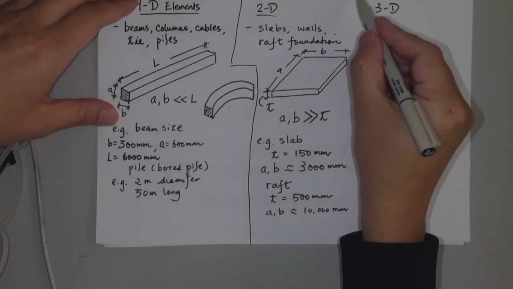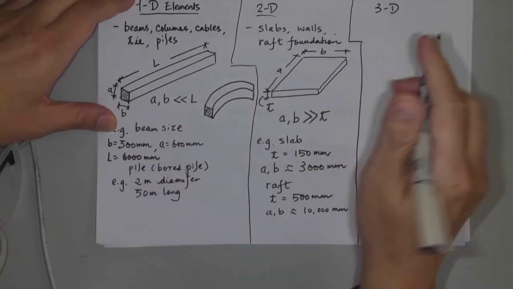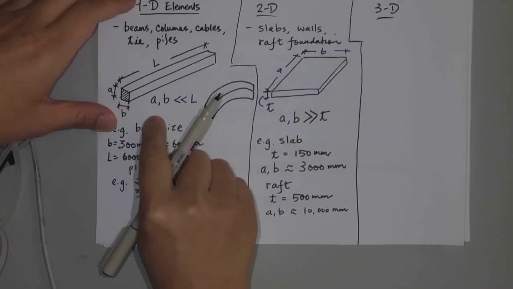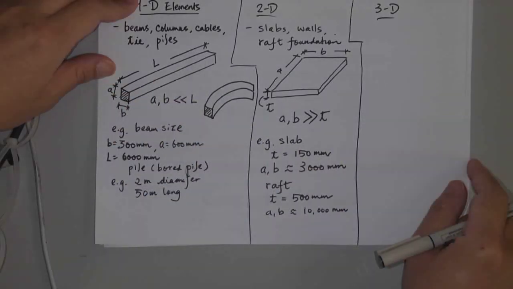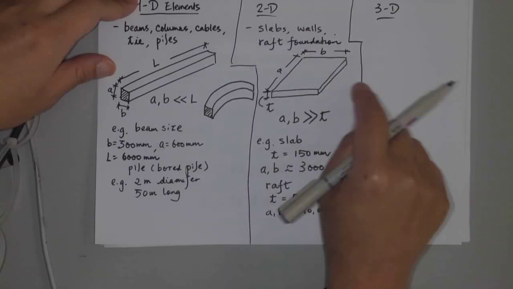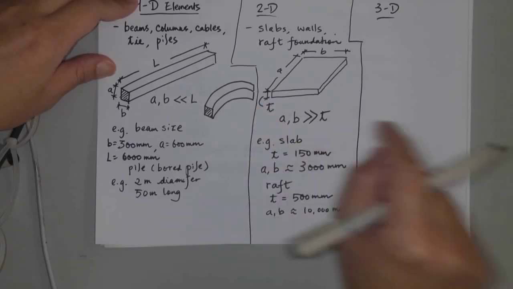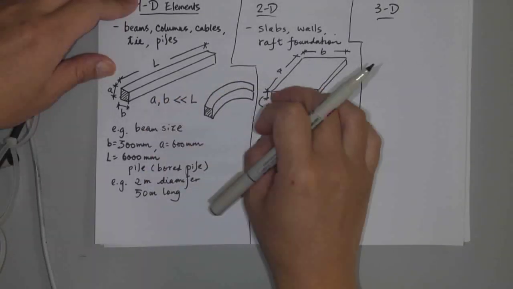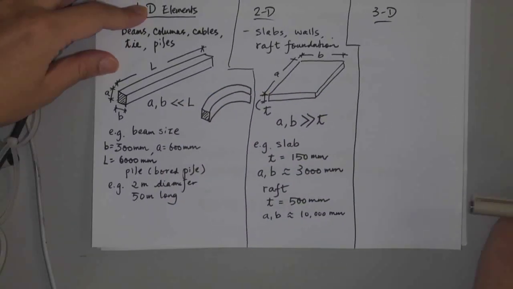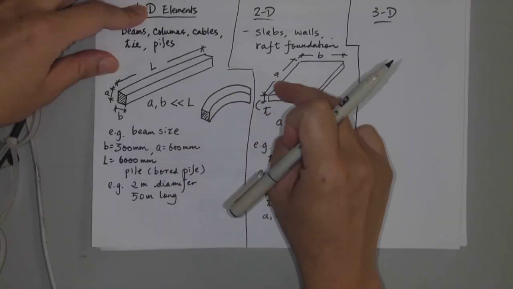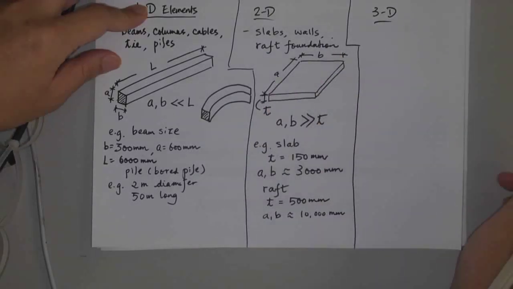If you keep extending the concept, 1D, 2D, and then you have 3-dimensional. For 1-dimensional, you can see the length is larger than the other two. For 2-dimensional, the on-plan size, a and b, is much larger than the third-dimension thickness. So can you imagine what is the third one? In the third one, A, B, and T, the three dimensions, are very similar. There is no significant difference.